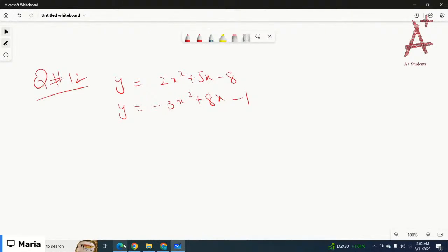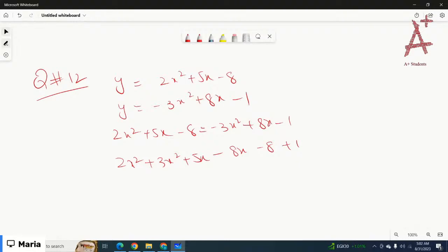Okay, so at the point of intersection, the y values of the parabolas are equal, right? That means you have to equate both the values. They are 2x square plus 5x minus 8 equals negative 3x square plus 8x minus 1, right? So let's just move them to one side. It would be 5x square minus 3x minus 7 equals 0.